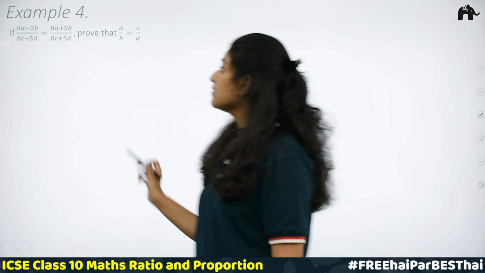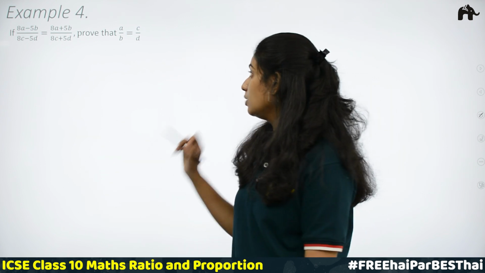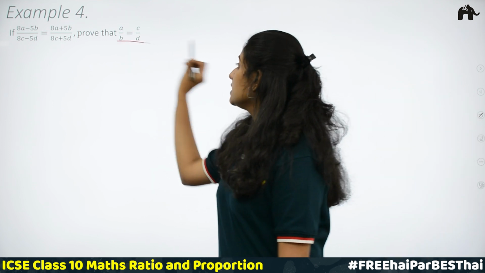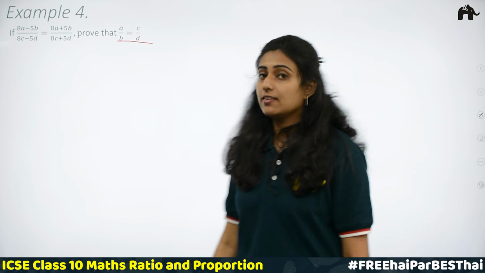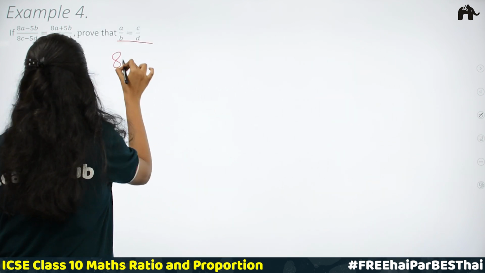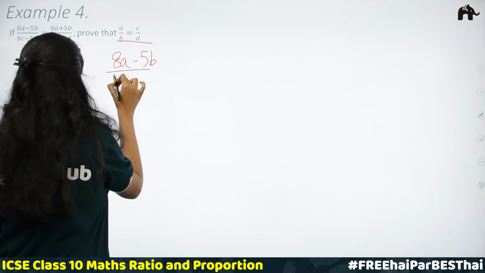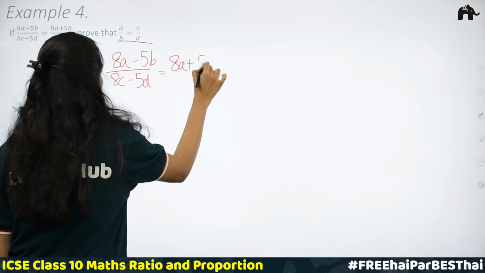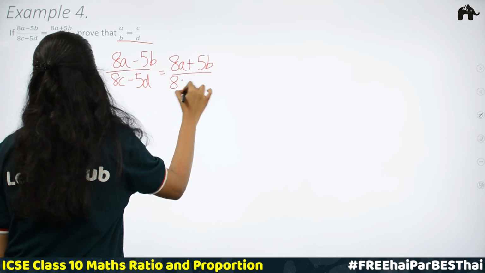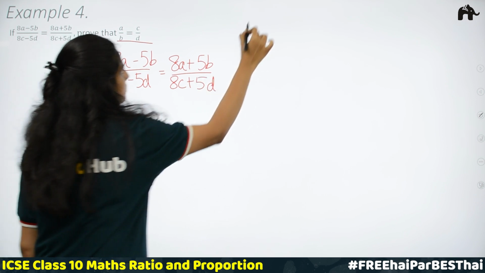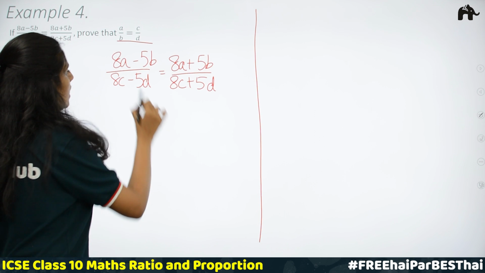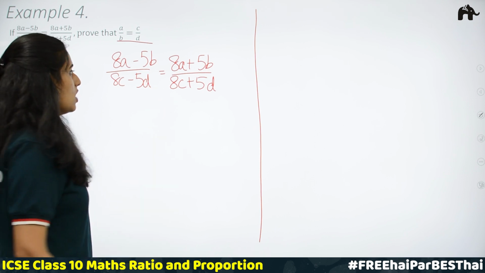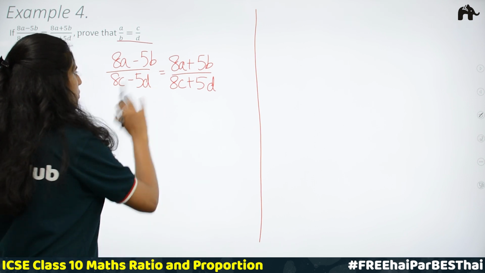If (8a minus 5b) divided by (8c minus 5d) is equal to (8a plus 5b) divided by (8c plus 5d), prove that a by b is equal to c by d. We are given that (8a minus 5b) divided by (8c minus 5d) is equal to (8a plus 5b) divided by (8c plus 5d). Okay. Now here in the numerator terms we have a and b. In the denominator terms we have c and d. So applying the componendo and dividendo property won't be of any use.